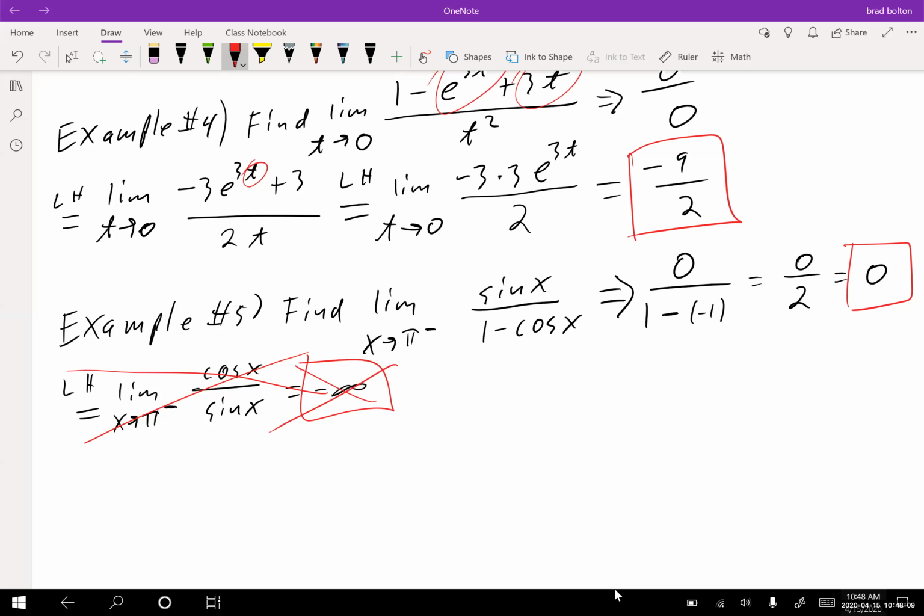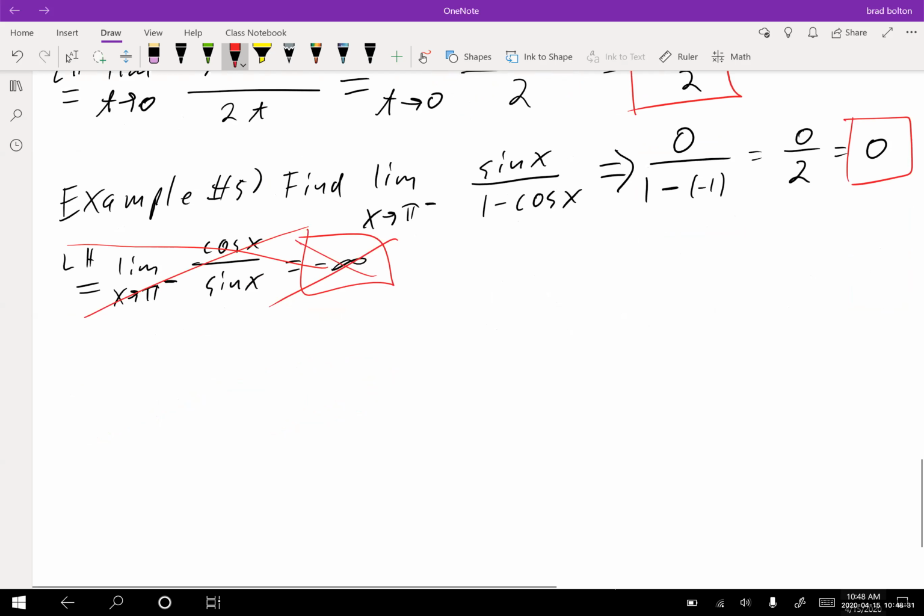So remember, when you're doing problems that ask you for limits, you have to check first if L'Hopital's applies. And if it doesn't, then you cannot use it, or you might have to do work to make it become applicable. Okay? So let's take a look at another one.